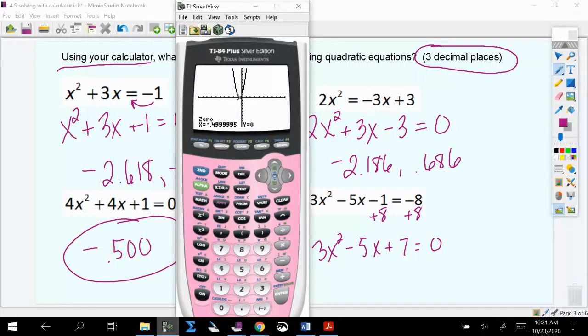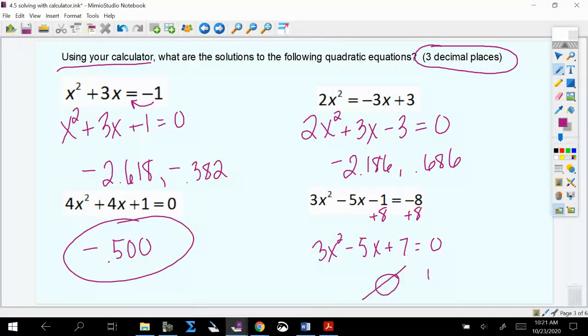And then finally the last one. So clear this out, type in your equation, 3x squared minus 5x plus 7, hit graph. And what you'll notice on this one is this one never touches the x-axis. So we would say this one has no solutions or no roots or no x-intercepts. So I'm just going to put that symbol just to remind me that it has no solution because it will never cross or touch the x-axis. So those are your options.